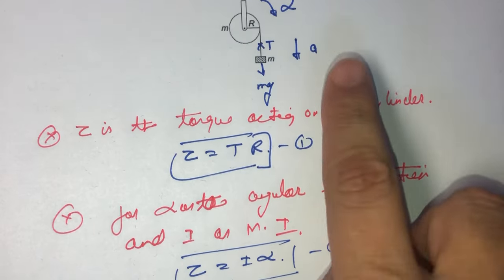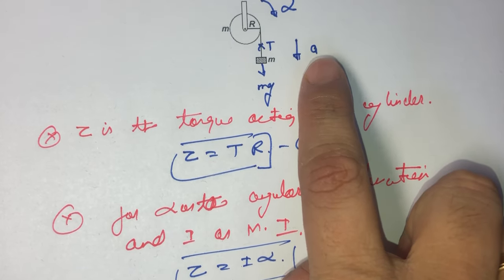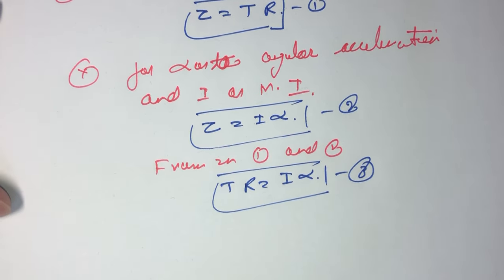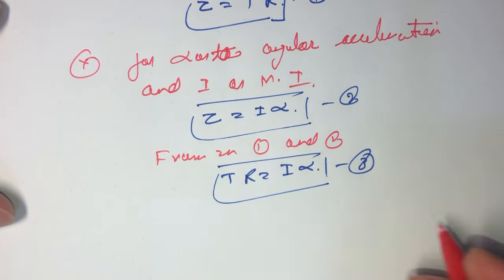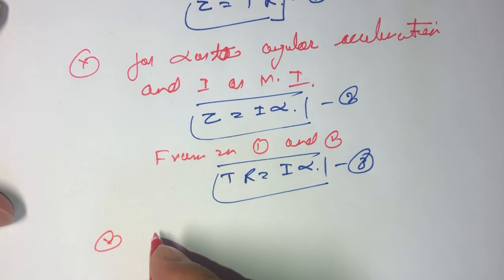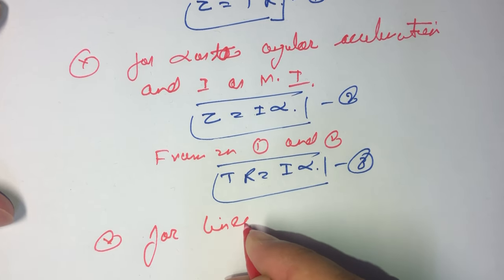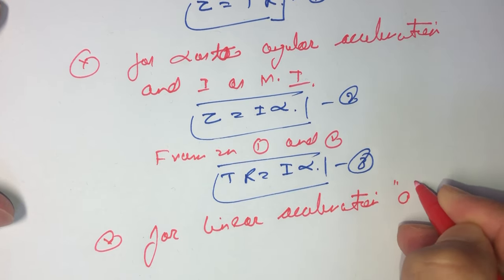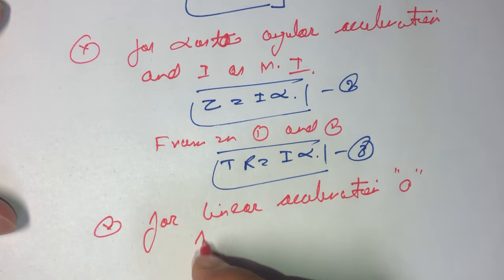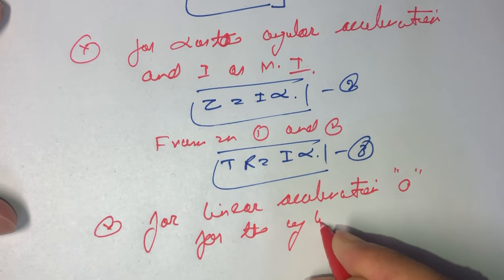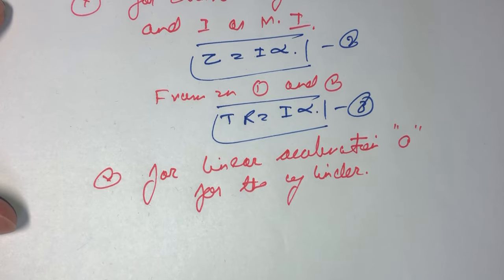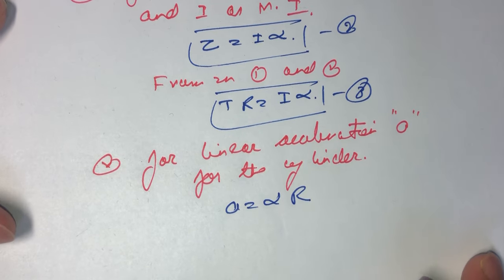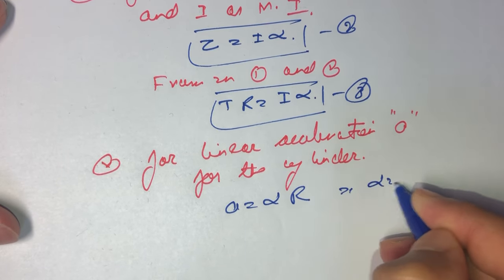And we know that the mass is falling downward with the acceleration of a, or indirectly we can say that a is the linear acceleration of the cylinder. For the cylinder, we can write the relationship that our linear acceleration a will be equal to angular acceleration multiplied by the radius, or we can say our angular acceleration is equal to a upon r.